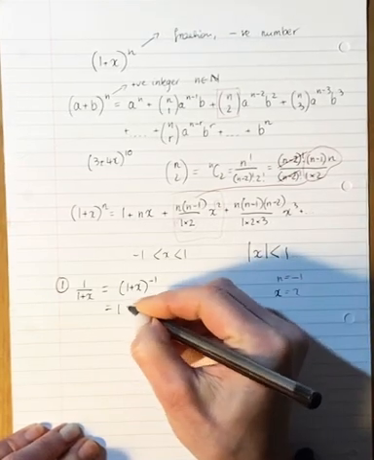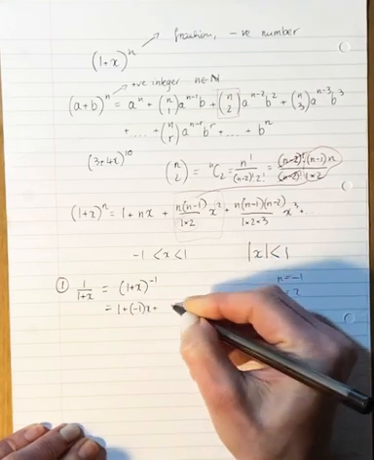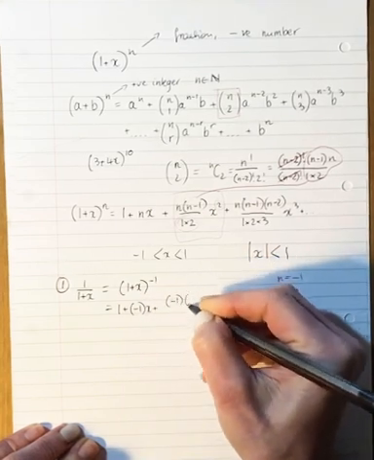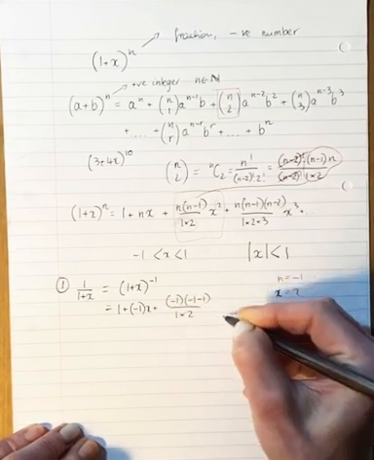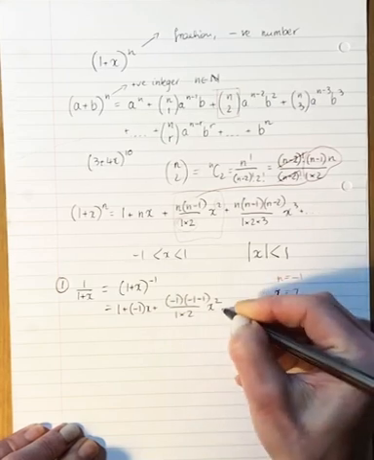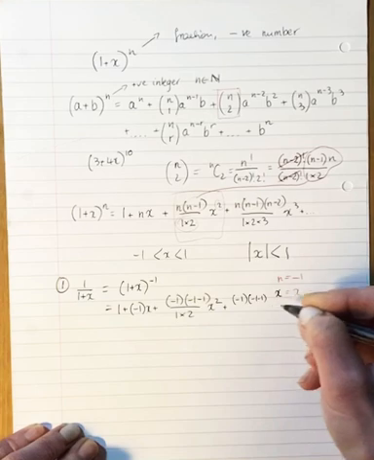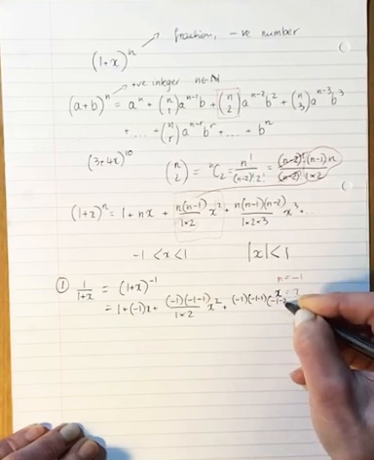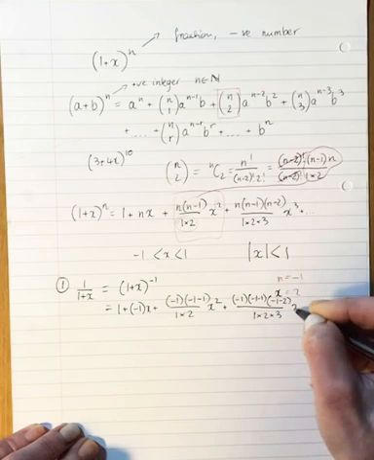So we're going to start with 1, then we're going to have minus 1 times x, then we are going to have minus 1 multiplied by minus 2 over 2 factorial, or 1 times 2, x squared. Then you're going to have minus 1 times minus 2 times minus 3 over 1 times 2 times 3, x cubed.